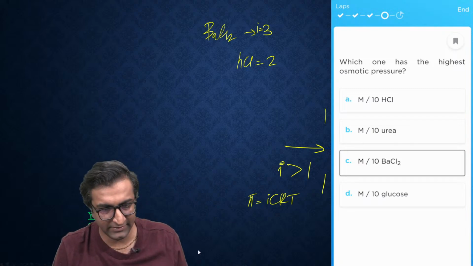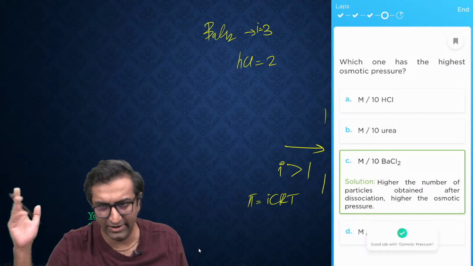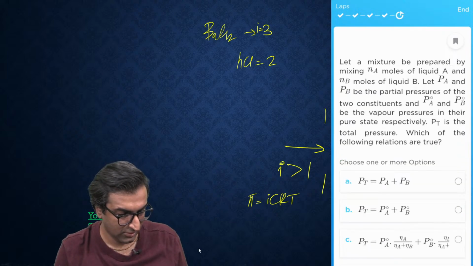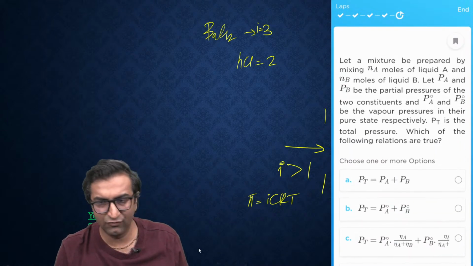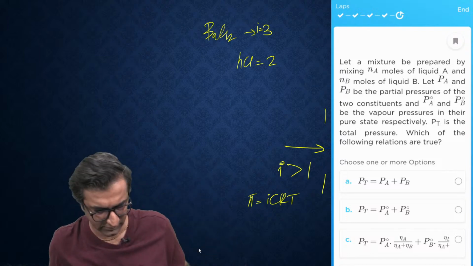Saurav, may I suggest something? Higher number of particles obtained, higher dissociation. Sure, higher osmotic pressure. ये वाला सवाल देखो, Saurav, and if you have doubts, come check out my Discord channel. I'll show you this. After we do this, ये वाला हम लोग कर लें.